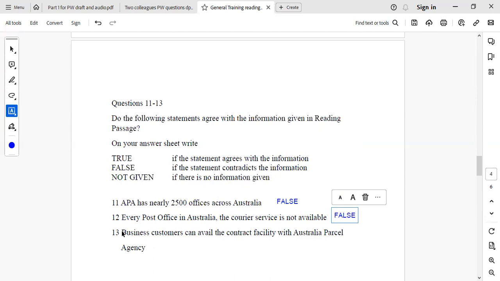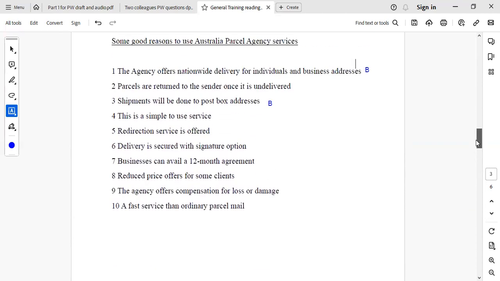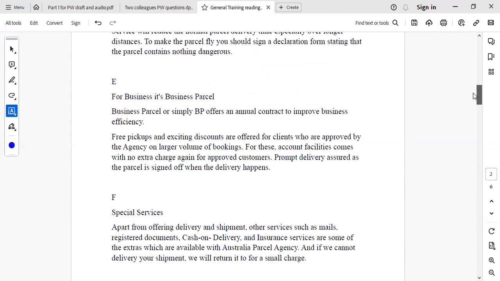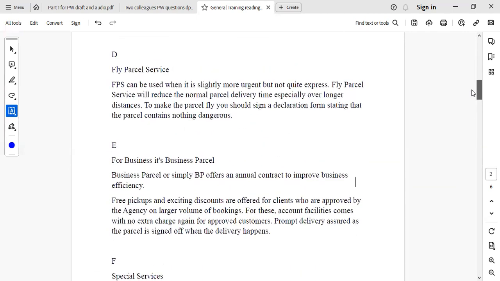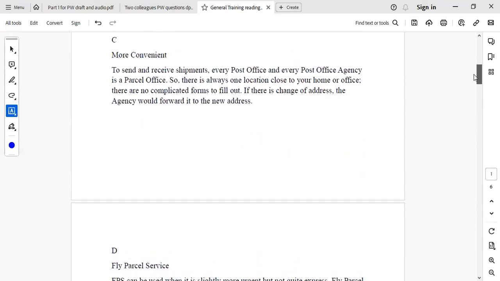Please be ready with number 13. Read this and keep it in your head. Business customers can avail the contract facility with Australia Parcel Agency. We don't know about contract; we have to read it. So let's move ahead. We don't have anything here as well. Let's continue. Don't worry, people. If you think that something is missing, you will be able to fix it up. We can do a detailed reading and fix it up.